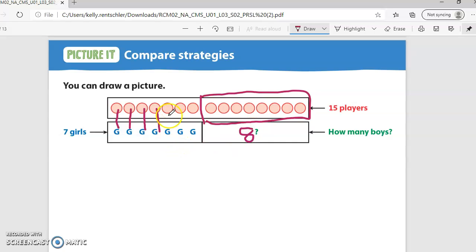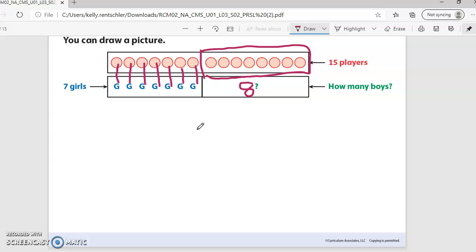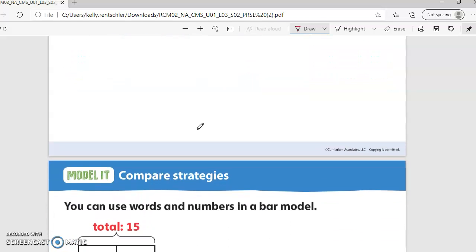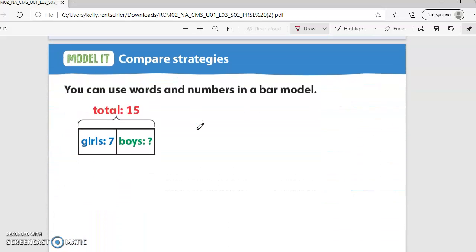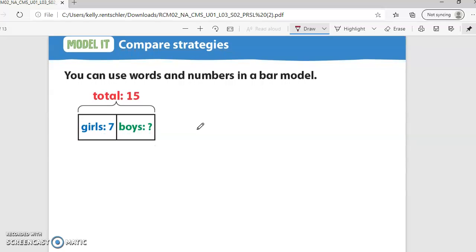Is that what you got? Right, because these match up. Okay. So drawing a picture is an option too. This one is just comparing strategies.